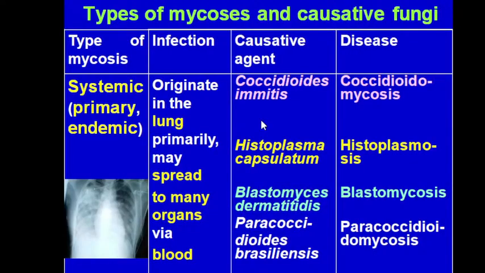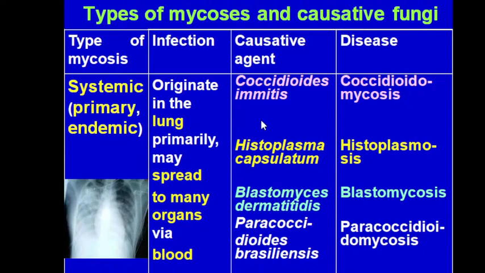So, and then we come up to the systemic, so-called primary or endemic mycosis. Usually they start with the inhalation of the spores and originate in lungs primarily, and from lungs they can spread to many organs via bloodstream.